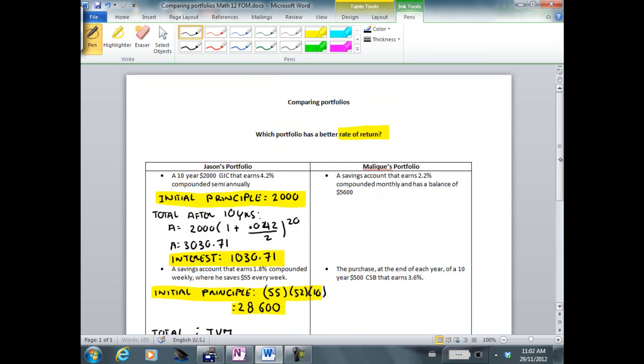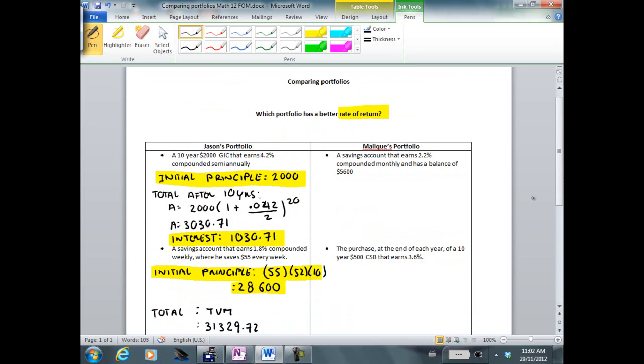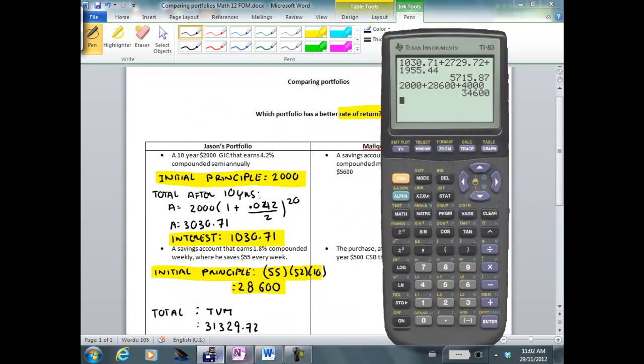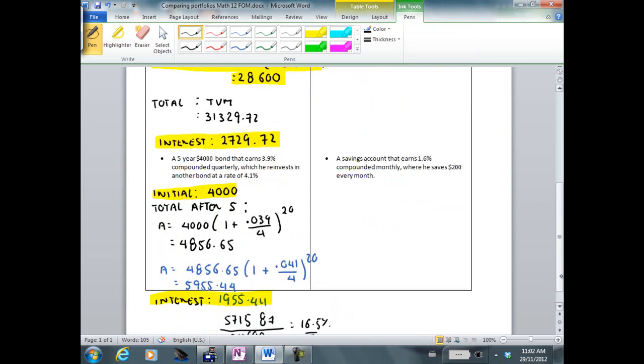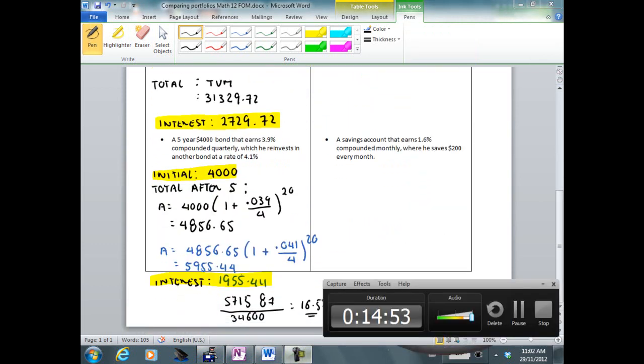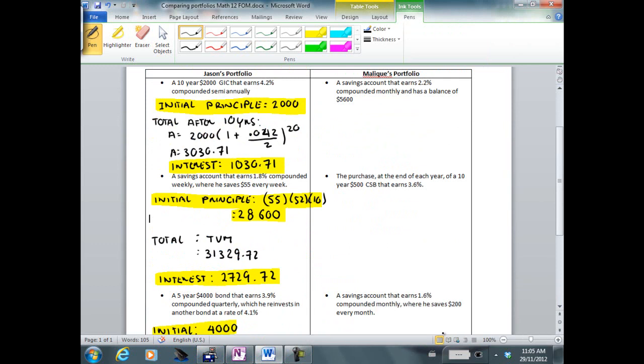That's only Jason's. We're going to do this again for Malik. I'm going to give you a few minutes as a head start, and I'm going to pause it while you analyze this and start Malik's side, and we're going to compare. My initial has a balance of 5,000. Initial principal is 5,600.